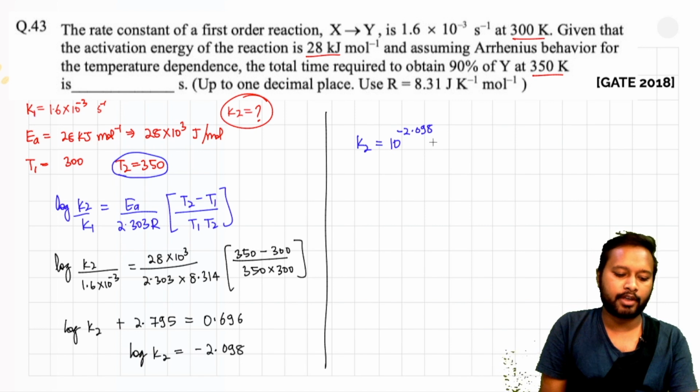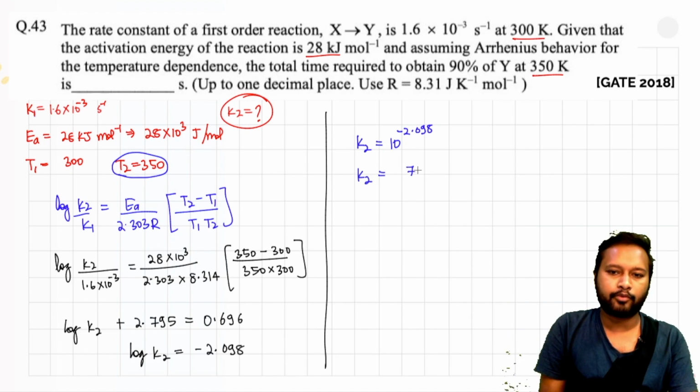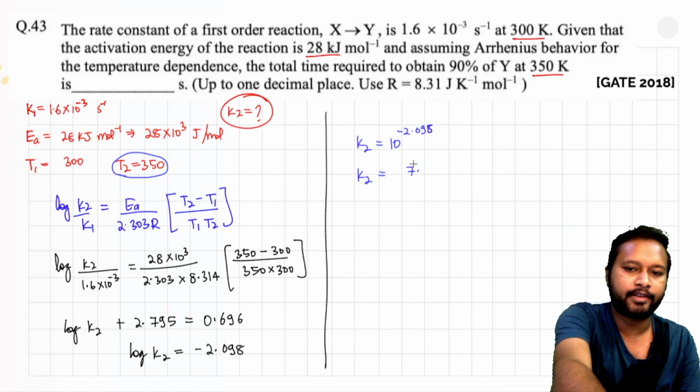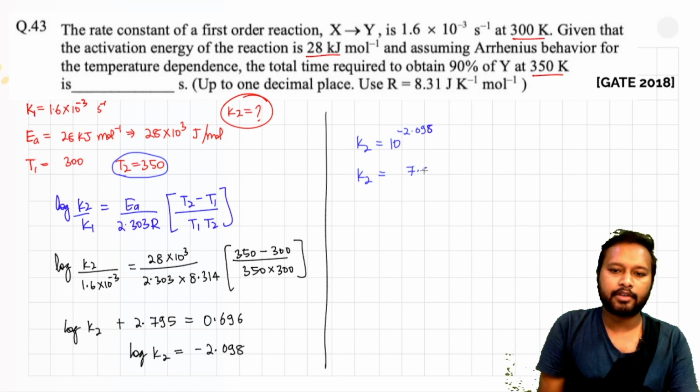So you can use the calculator now to find this value out. You are going to get k2 equal to 7.97 into 10 to the power minus 3 second inverse. Okay, this is what you will get. After getting this, what you have to find out is the time required for obtaining 90% of y.